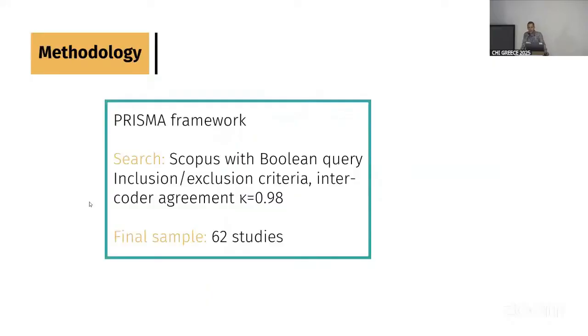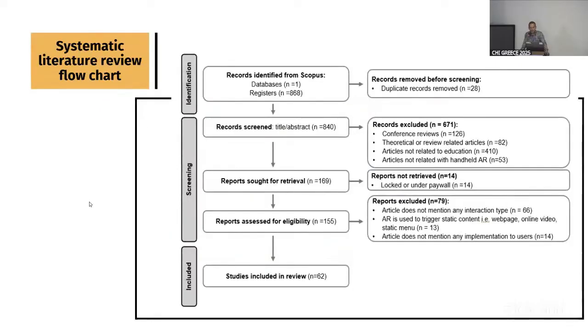So, to answer these questions, we conducted a systematic literature review following the PRISMA guidelines. We searched Scopus, and we screened 868 papers. And after applying inclusion and exclusion criteria, you can see the criteria in this image, we ended up with 62 relevant studies published between 2015 and 2025. So we just looked at 10 years of studies.